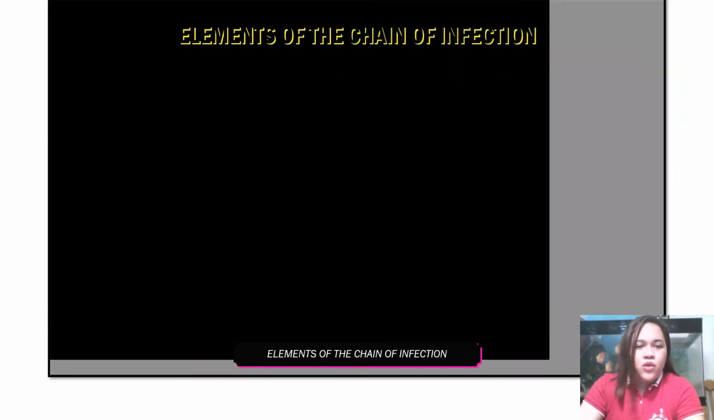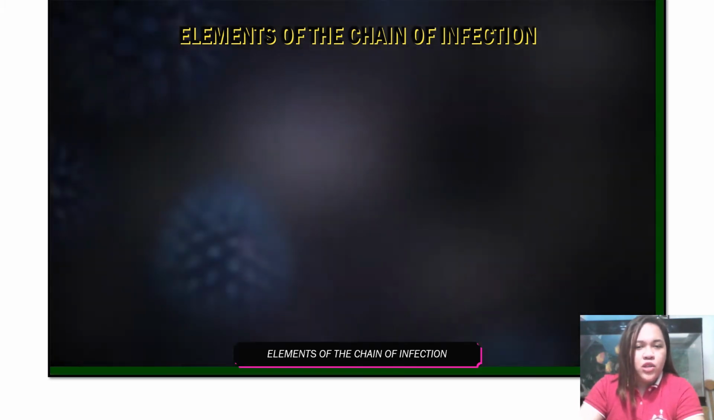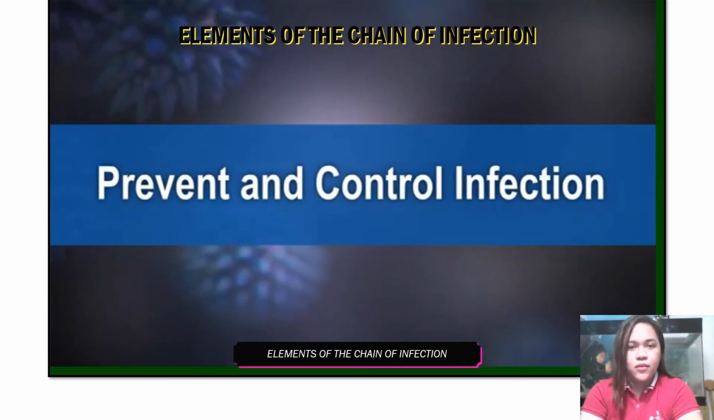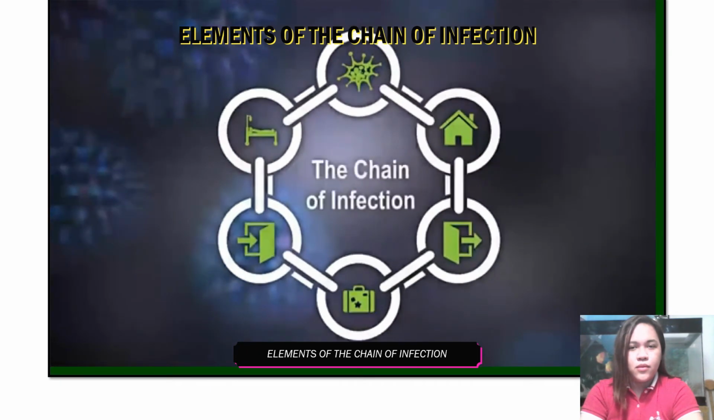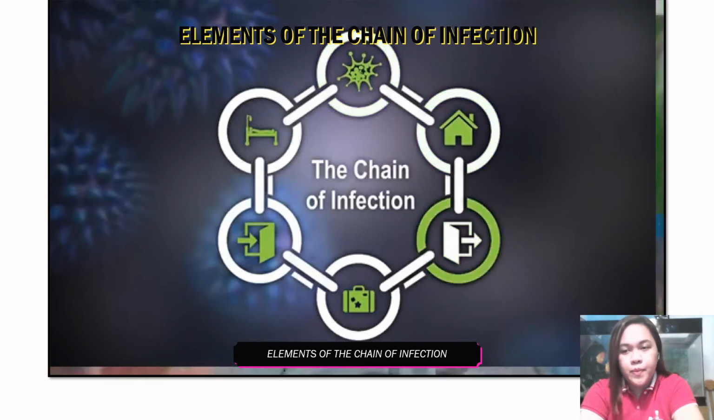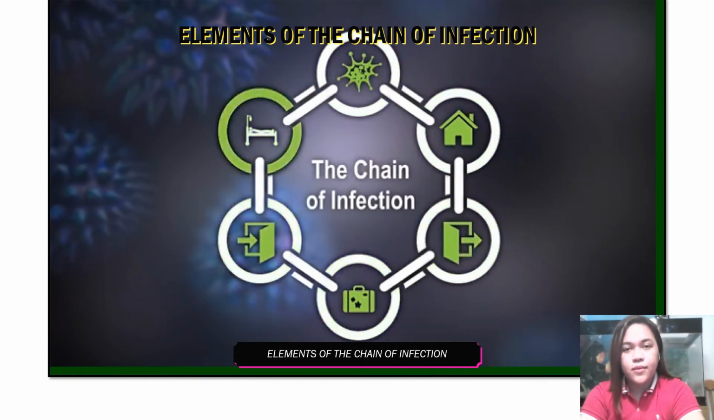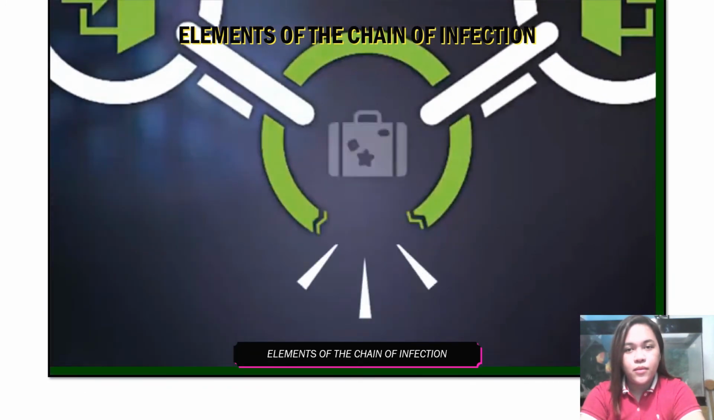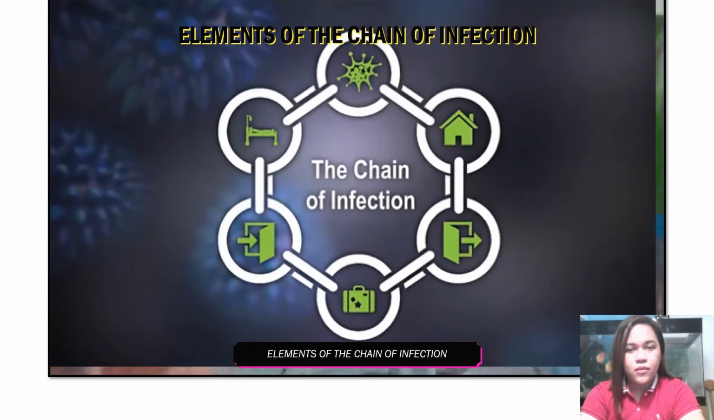Okay, so let me present to you a video to play. So please watch. To prevent and control infection, first we need to understand how infections spread through the chain of infection. The chain of infection is made up of 6 different links. Infection occurs when each link is present in this order. But the chain is easy to break. Each link can be broken, which prevents disease and keeps patients safe. Let's go through each link.